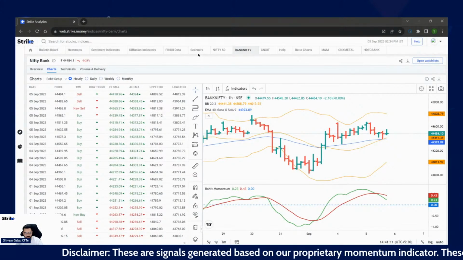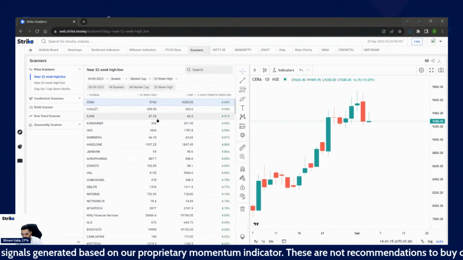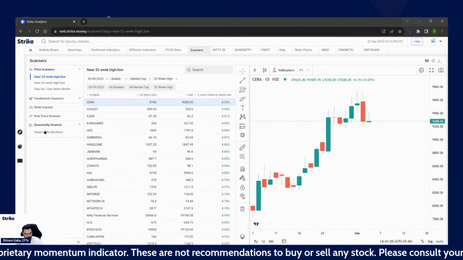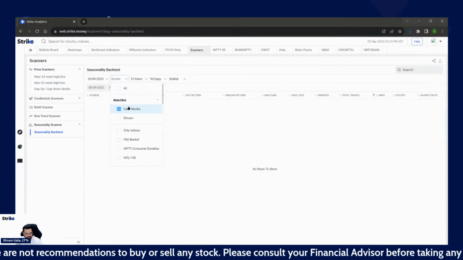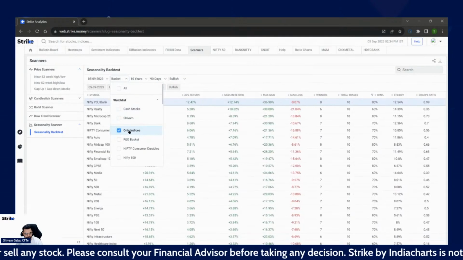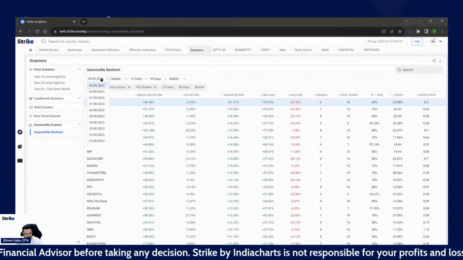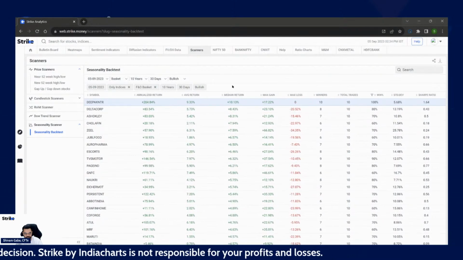So let's go to scanners and try to use different scanners in Strike. If you have any questions, you can post. First, let's start with the seasonality. So I am selecting the indices basket as well as the FNO stocks. You can see start date is from today and I'm selecting 30 days as the period.